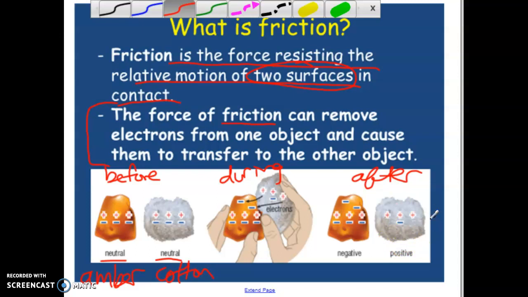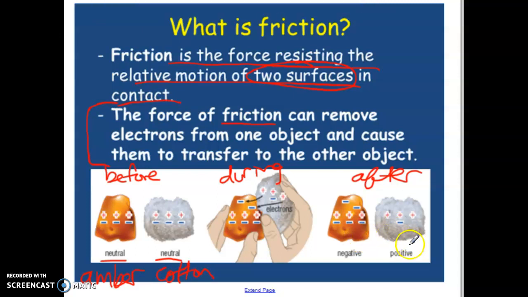One thing I want you to keep in mind: the only thing that is moving is the electrons. Notice cotton started with 3 positives and amber started with 3 positives. At the end, you should have the same number of positive symbols. The protons are not moving, only the electrons.